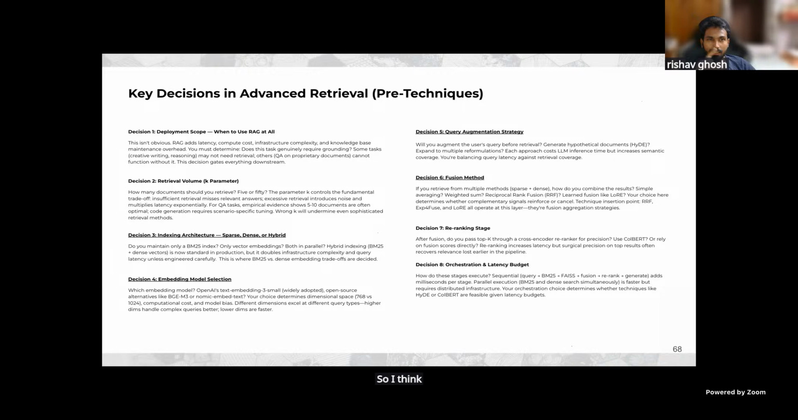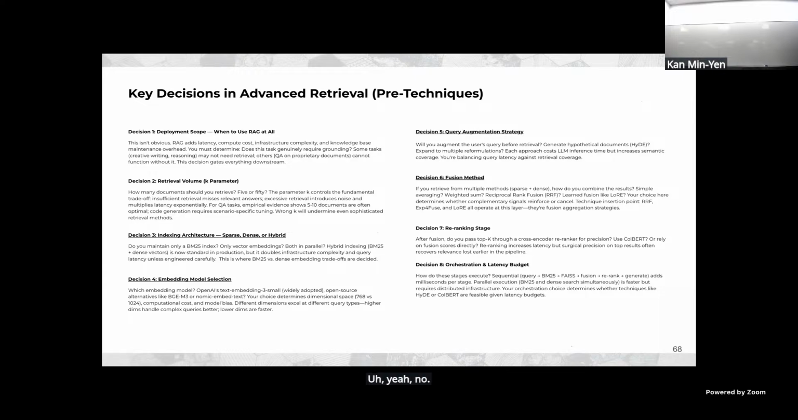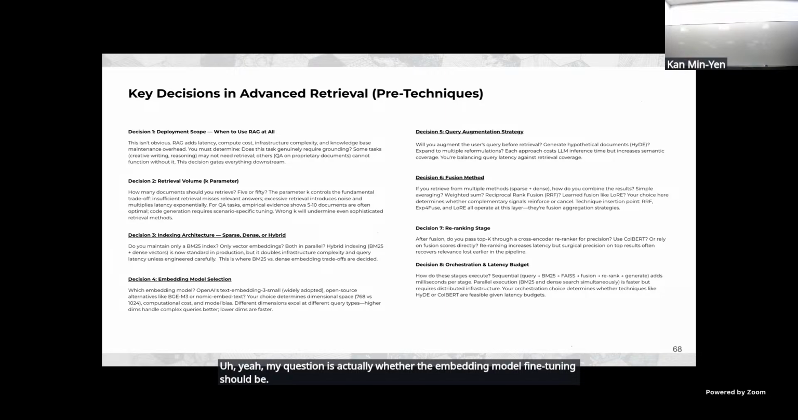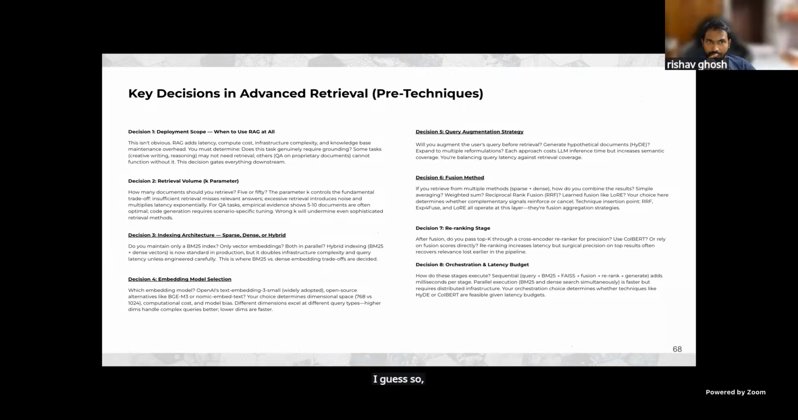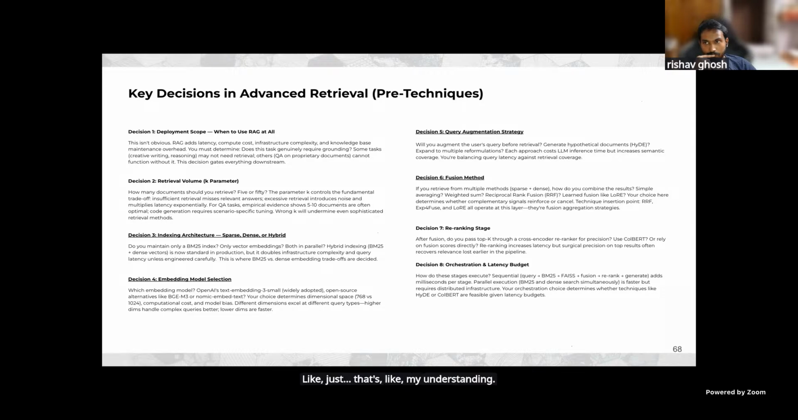So I think maybe I should have made key decisions in the retrieval section rather than advanced retrieval. Yeah, no, my question is actually whether the embedding model fine-tuning should be important or not. I guess so. Yeah, it should be part of the retrieval strategy because the cosine similarity that we have with the documents will enable us to retrieve better documents, right? That's my understanding. Okay.